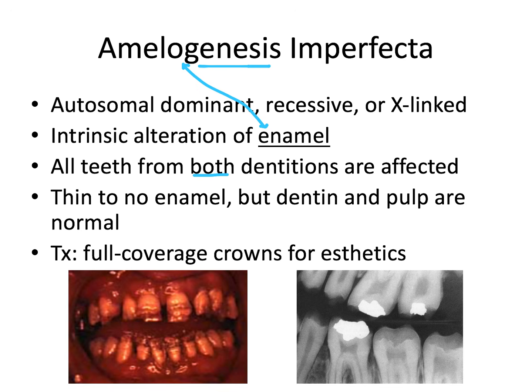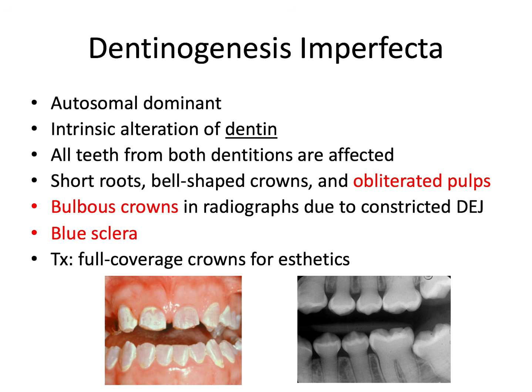In the radiograph, you can appreciate that the enamel layer is significantly thinner than it should be. Dentin and pulp are unaffected. Treatment, full coverage crowns for aesthetics. Dentinogenesis Imperfecta. Again, really, really important.